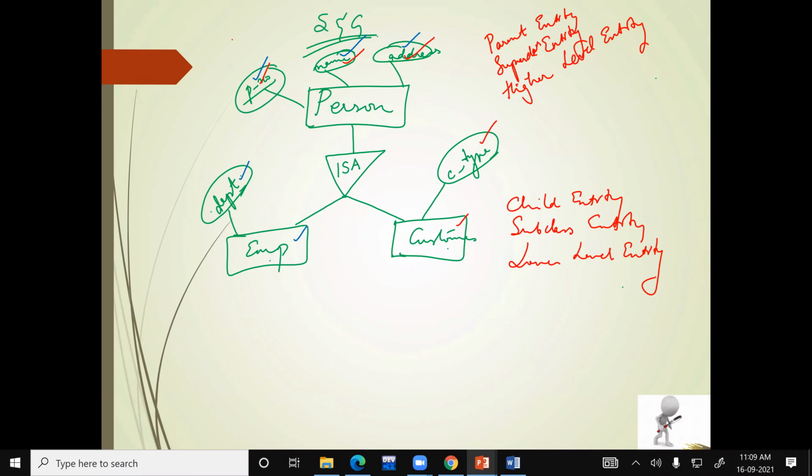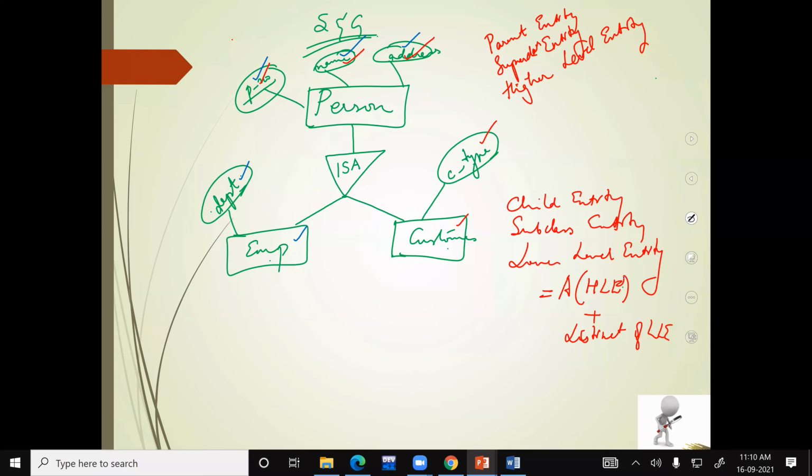Now, the attributes of a lower level entity are equal to all the attributes of the higher level entity plus the distinct attributes of the lower level entity. Customer will have phone number, name, address plus the customer type. Employee will have phone number, name, address plus the department. Now, from this, you can have more levels.